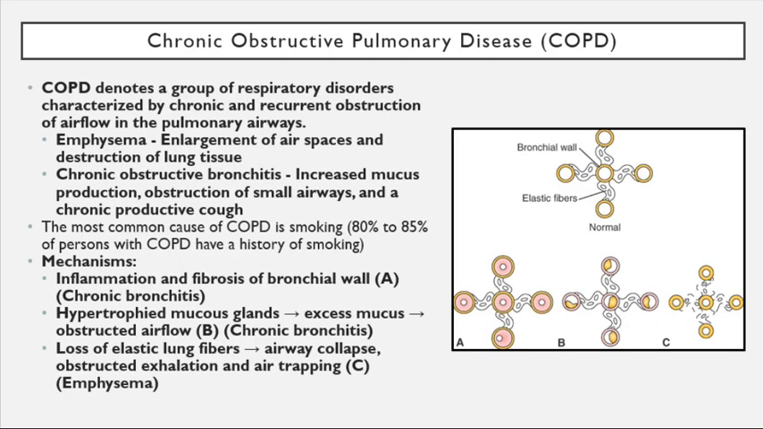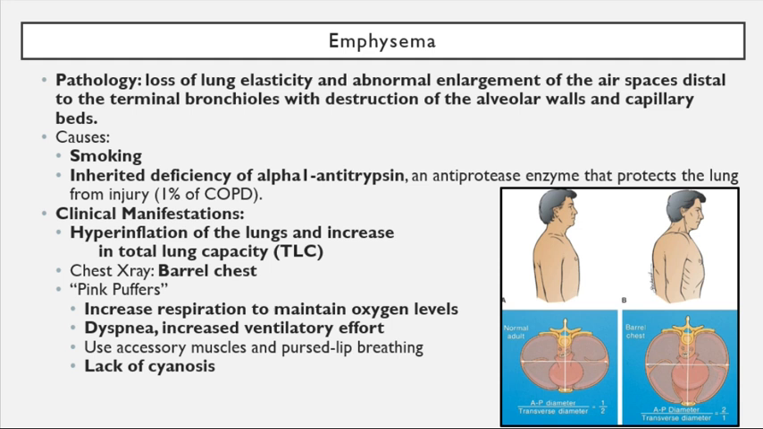Okay. So we have emphysema and chronic obstructive bronchitis. The way that these present themselves is different, right? With emphysema, it's a loss of lung elasticity and abnormal enlargement of the airspace distal to the terminal bronchioles with destruction of the alveolar walls and capillary beds. This is something that a lot of smokers get, but it can be an inherited deficiency in alpha-1 antitrypsin.